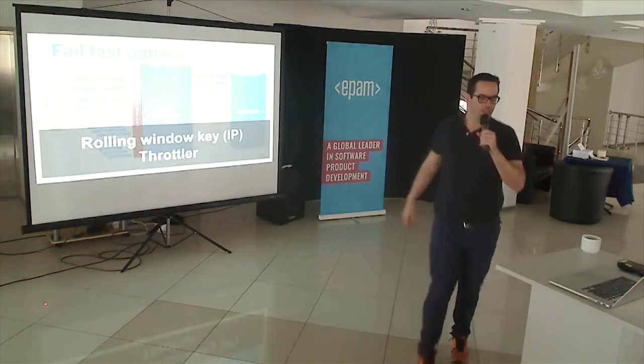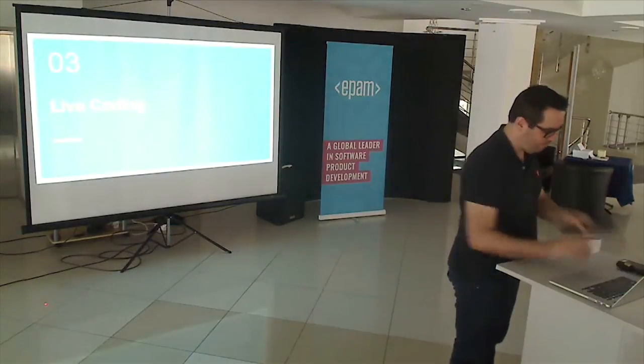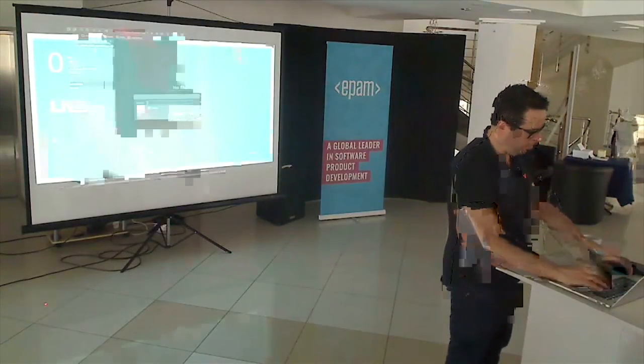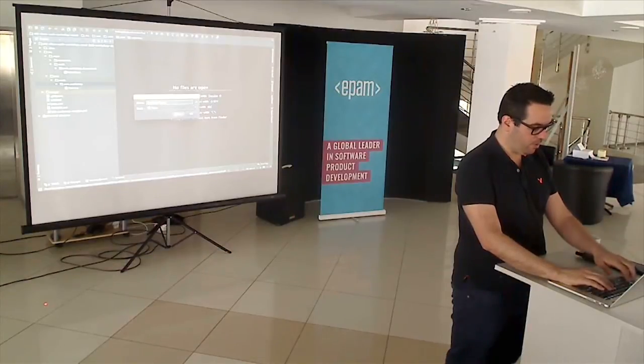So, let's start coding. Scala file, and rolling window throttle test.